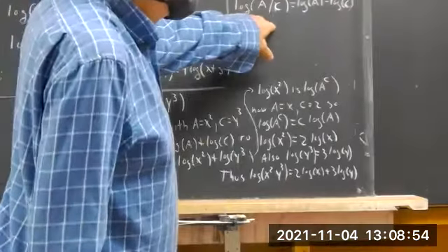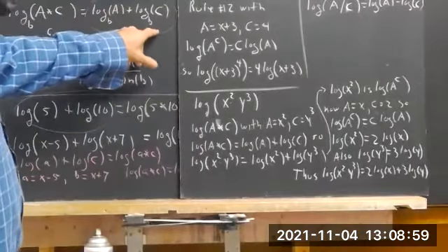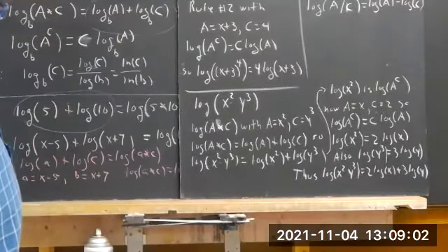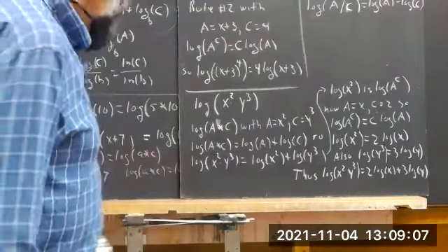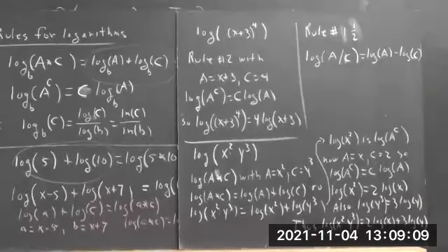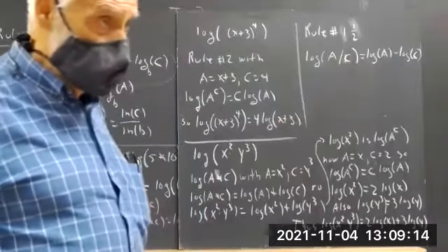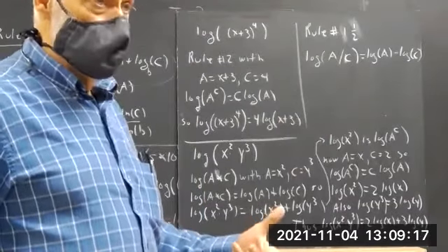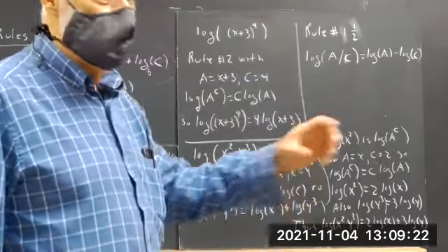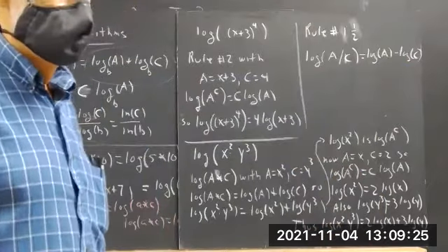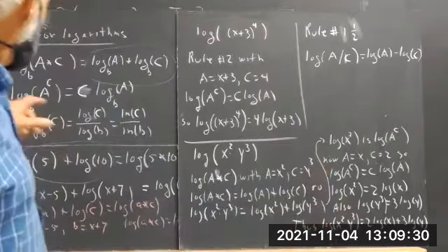If you multiply a and c, you get the log of a plus the log of c. If you do the log of a divided by c, you get the log of a minus the log of c. We call that rule number 1.5 because it's really just rule 1 and 2 combined. A divided by c is a times c to the -1, and the log of c to the -1 is negative log of c by this rule.